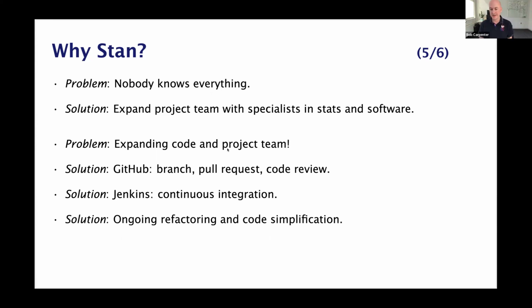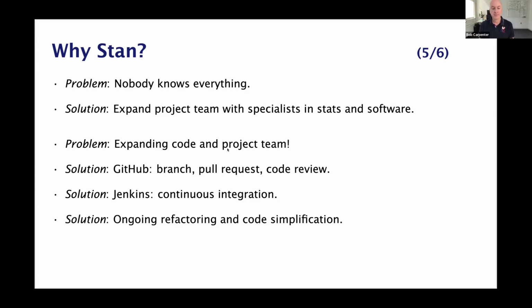The big problem is we started this with a couple people, and none of us who started this project were really expert in Bayesian statistics at this point. We were all much better at engineering and computer science. All three of us, me, Daniel, and Matt, came out of computer science. So we wound up expanding the project team with people who were much better at statistics, like Ben Goodrich, and other people who are much better at software, like our current software engineers, Steve Bronder and Brian Ward, who work with me here at Flatiron.